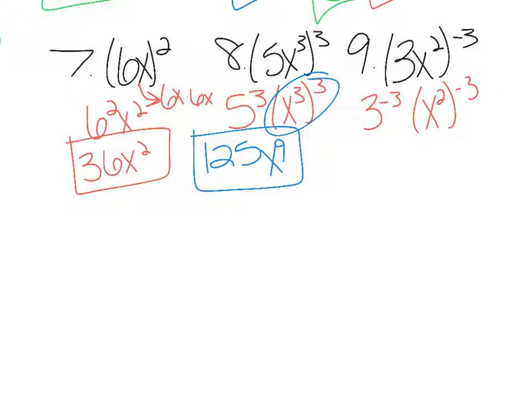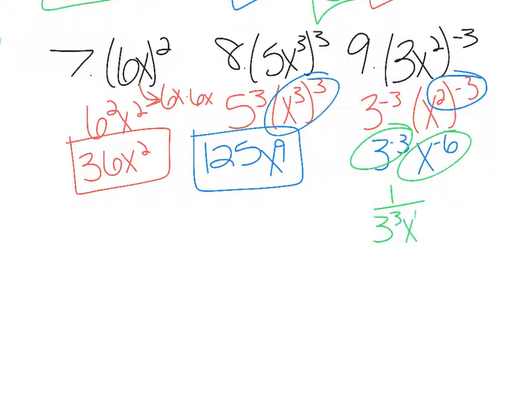Now the first thing that I would probably do right here, since I have the power of a power, we would multiply those exponents and get x to the negative 6th. The next thing I would probably do, I really don't like dealing with negative exponents. So since both of these have negative exponents, I'm going to move both of them down to the denominator. So I have 1 over 3 cubed x to the 6th. And then 3 cubed is 27. So we would say 1 over 27x to the 6th.